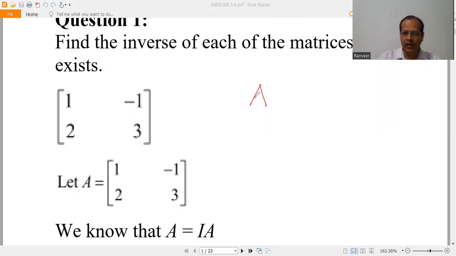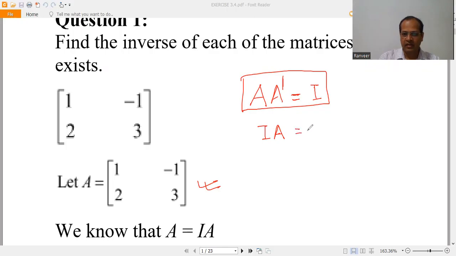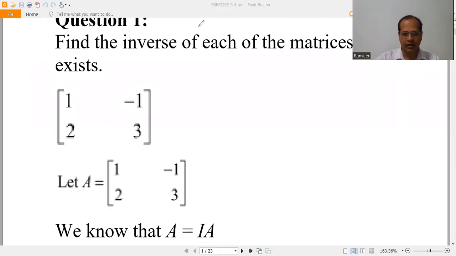As we know, A A inverse equals the unity matrix. This concept we will apply here. Whatever matrix is given, first of all we have to represent it by A. Now, the second important concept: if any matrix is multiplied by the unity matrix, this will always give A. So these two concepts we will apply.